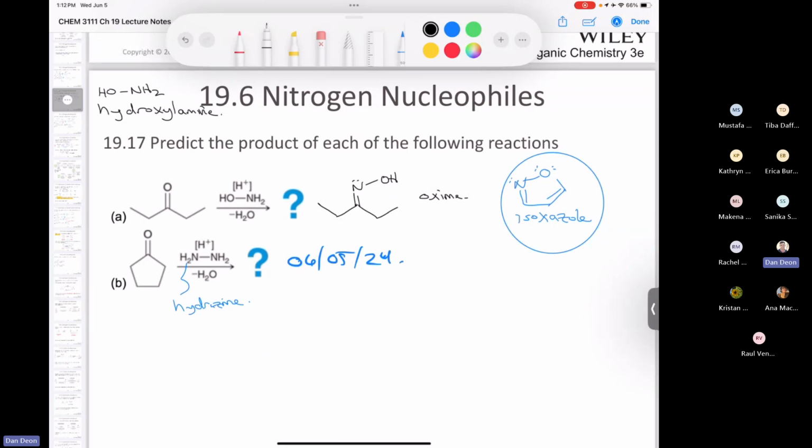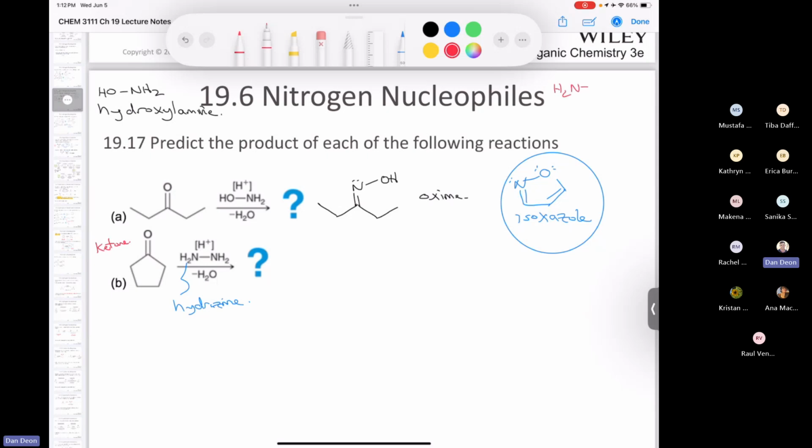All right, so the next one I said was predict the product of this reaction. So it's 19.17b, and I said that this is the reaction between a ketone. So we have a ketone. Remember, it's ketone, not key. So this is a ketone. I told you the NH2, NH2.